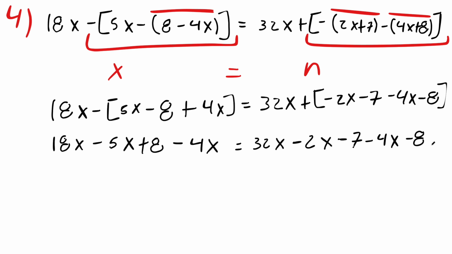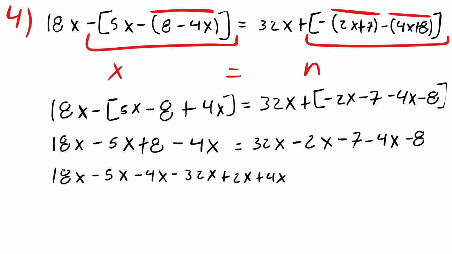All right, so we have now solved the brackets. Then common terms on one side, common terms on the other. I mean, variables on one and constants on the other. 18x minus 5x minus 4x minus 32x plus 2x plus 4x. You keep this same sign if you don't change the side of the equality. But if you change sides, well, you must change the signs here, here, and here. Now, what about the constants? Well, which ones are going to remain? Negative 7 and minus 8, right?